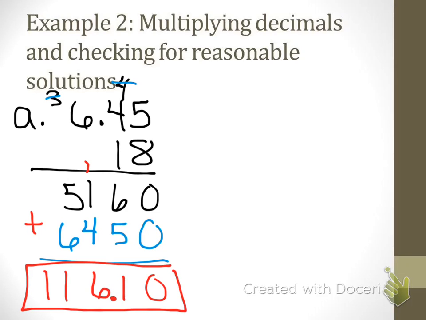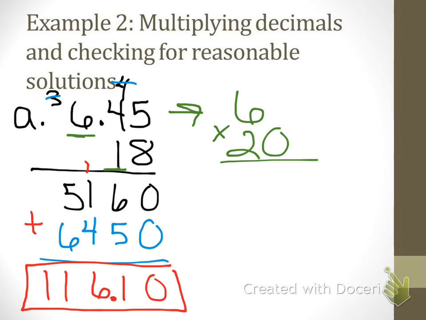Now, we're not done yet, okay? We're going to round using our leading digit and multiply it out to check if our answer is reasonable. 6.45, using my leading digit, what does it round to? It rounds to what? 6.45 rounds to 6. Very good. It just rounds to 6. And then 18 is going to round to what? My 1 is my leading digit. 20. The 8 rounds it up to a 20. I see that. Okay? And then 6 times 20 is 120. And that's pretty close to 116.